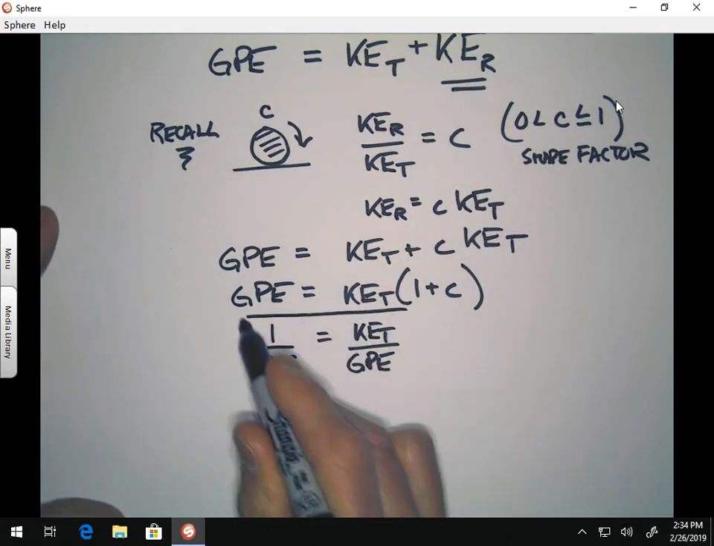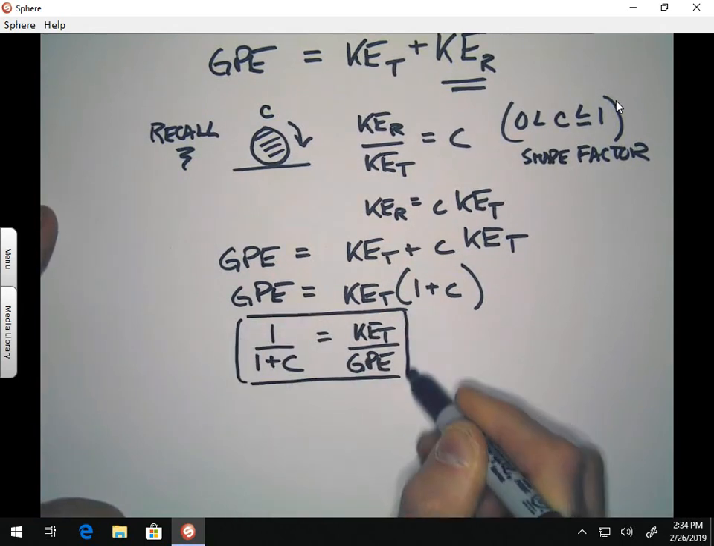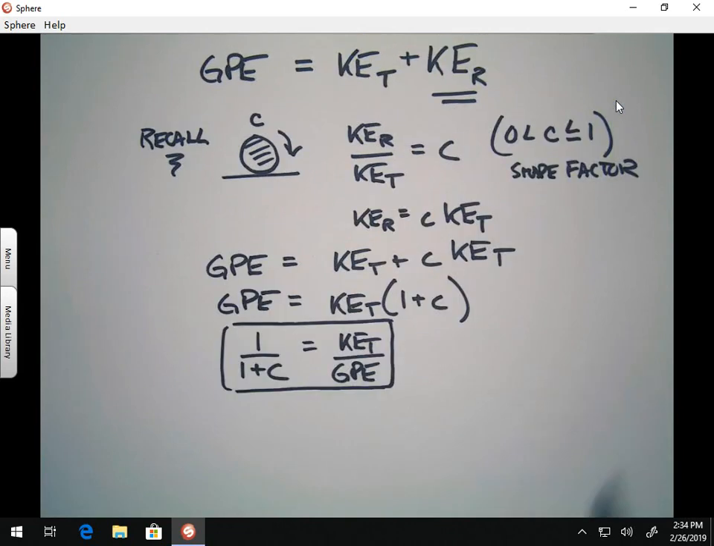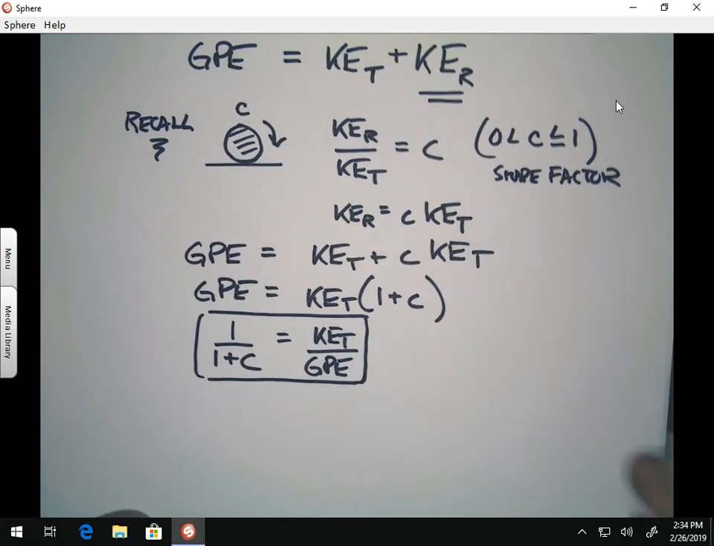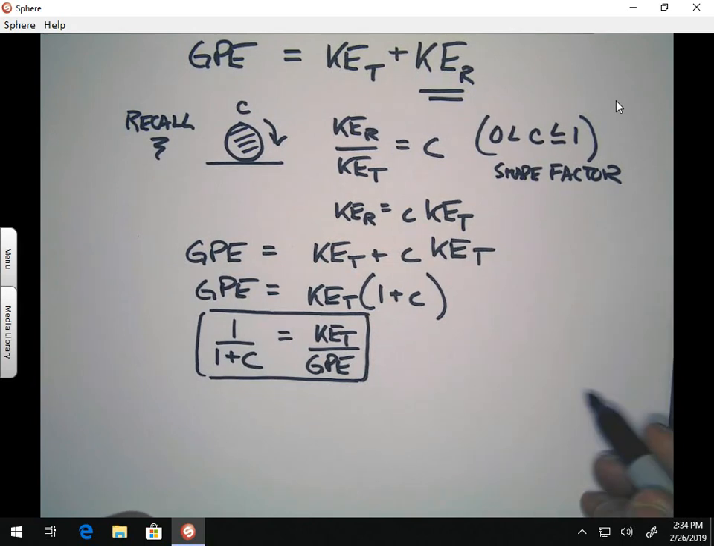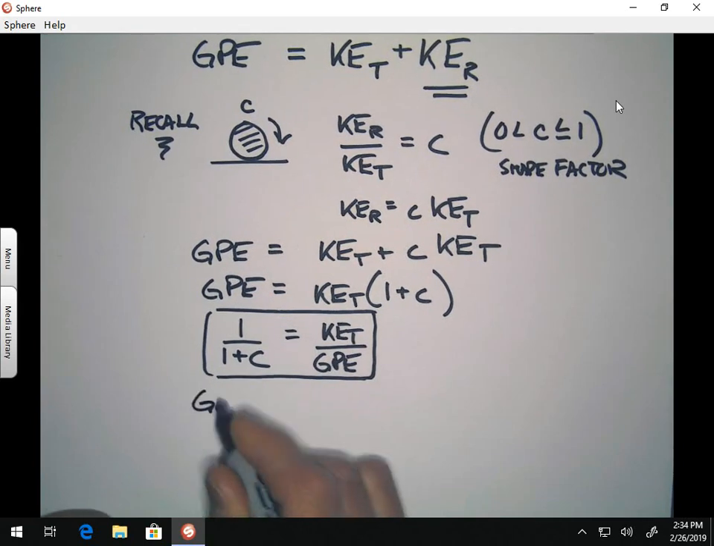This actually gives us one of the things we were looking for. This tells us how much translational energy we have as a ratio of the total gravitational potential energy that we started with. Okay. Now, before I talk about the physics of that, let's get the other ratio. Let's get the rotational kinetic energy divided by GPE, and then we can talk the physics. Okay. So if we were to do this, start over again.